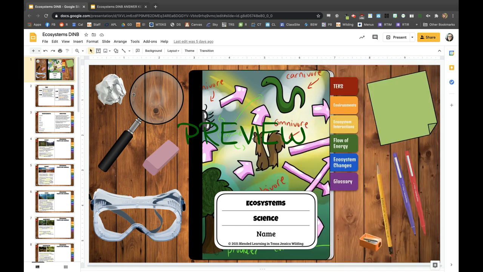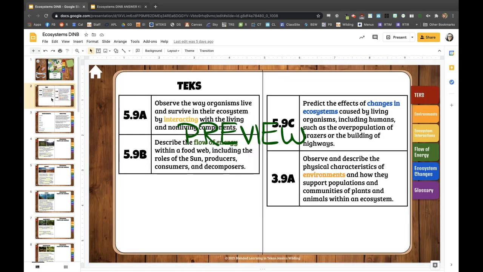notebook. Then, the skills that this notebook covers are observing the way that organisms live and survive and interact with living and non-living components of their ecosystem, describing the flow of energy in a food web or food chain, including the sun, producers, consumers, and decomposers, predicting the effects of changes in an ecosystem, and then actually going back to that third grade TEKS and reviewing what the different environments are and what their physical characteristics are and what plants and animals that they support.